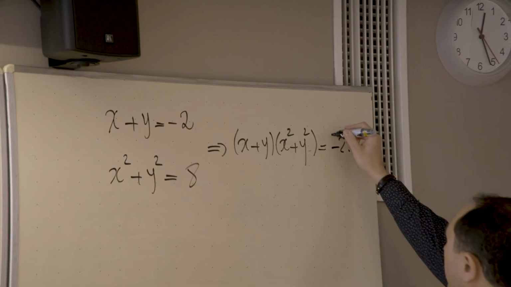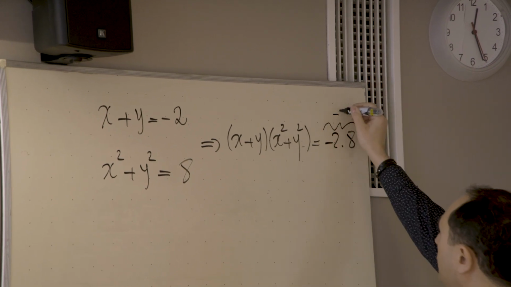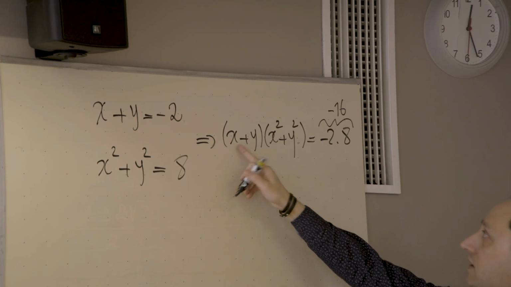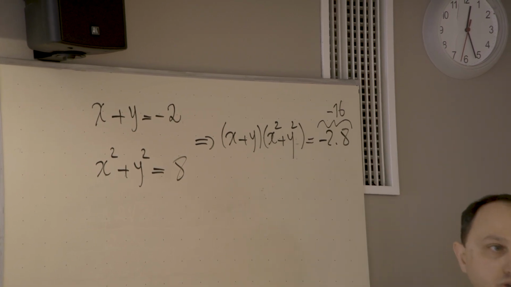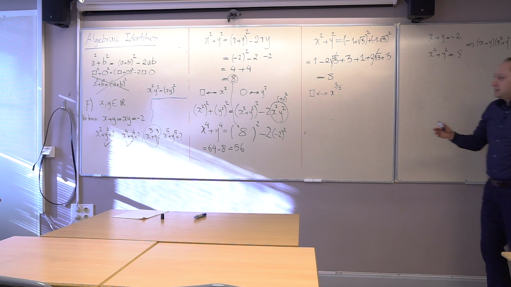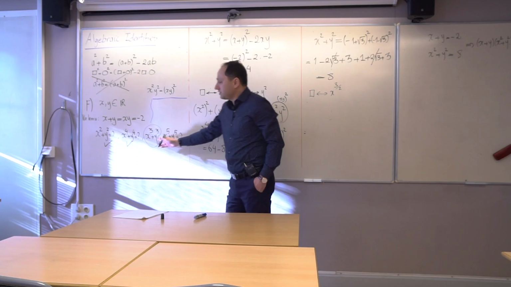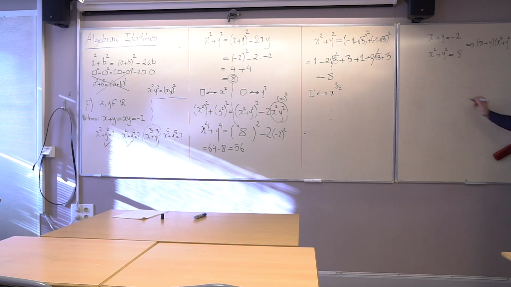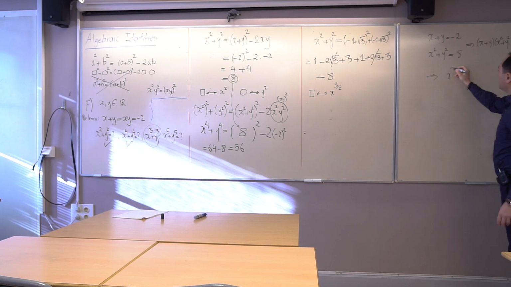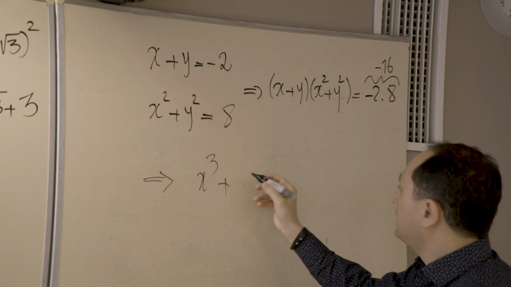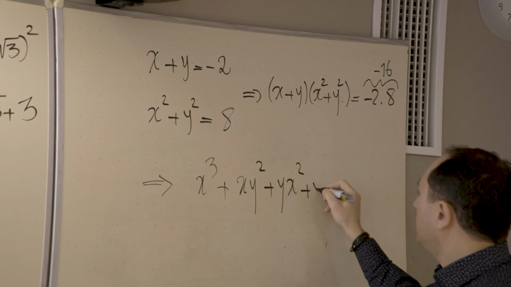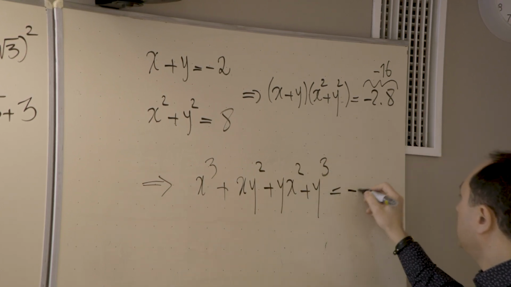But here I don't have any problem with this part. This is already minus 16. But can I just write x cubed plus y cubed here? No. Because I want it. It doesn't actually give me the permission to just do something wrong. I have to follow exact rules. Okay. x times x squared is x cubed. x times y squared is xy squared. And then yx squared. And then y cubed is equal to minus 16.